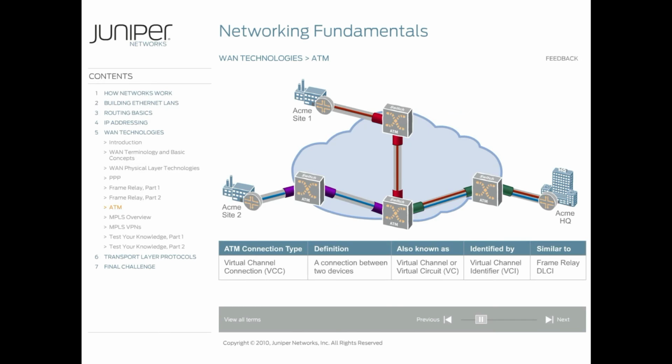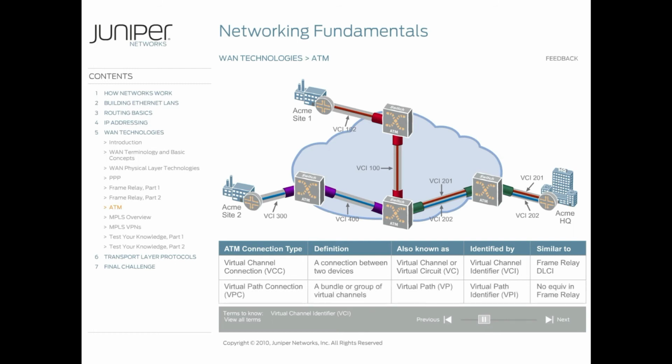Let's start with the VCC. An ATM VCC is very similar to a frame relay virtual circuit. A VCC is a logical connection between two devices or endpoints, and is sometimes referred to as a virtual circuit. A VCC is identified by a virtual channel identifier, or VCI, just like a frame relay virtual circuit is identified by a DLCI. A collection of VCCs can be bundled together into a VPC, or virtual path, which is identified by a virtual path identifier, or VPI, for which frame relay has no equivalent.